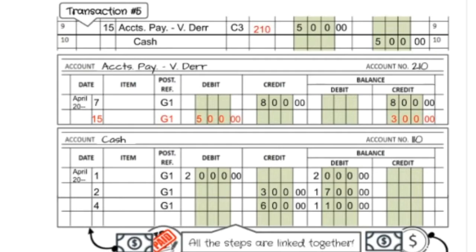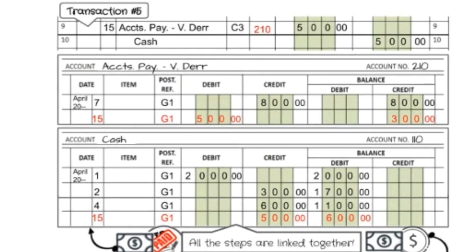And then we move on to our cash account. So this time for cash, we include our date, which is the 15th. It's also general journal page 1. Now it is a credit of $500. And so we're continuing to take money out of our cash account. So $1,100 minus $500 is $600. And lastly, we have our cash account number 110 goes back up in our journal for transaction number 5. Keep in mind that all of these steps are linked together. It's all about that organized paper trail.